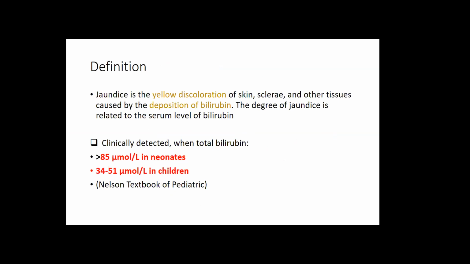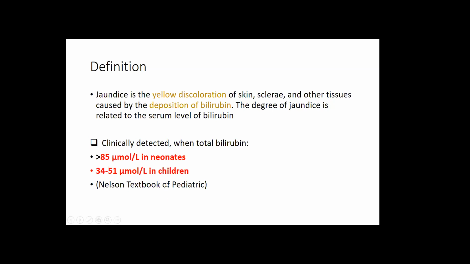Okay. So the definition of jaundice is a yellowish discoloration that is caused by deposition of bilirubin. So there are two things. First, yellowish discoloration. Second, caused by deposition of bilirubin. Because there can also be other causes of changes in skin color or sclera or other tissue, but if it is not really caused by bilirubin, we don't consider it as jaundice. I will tell you about that later.